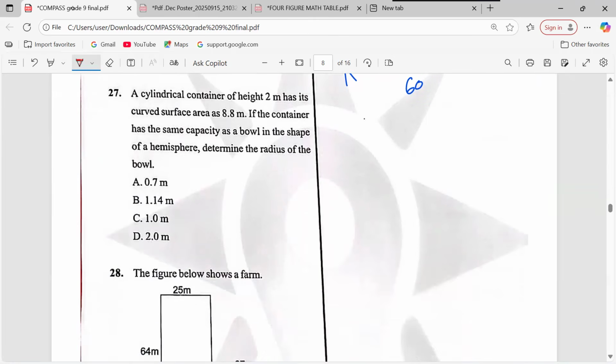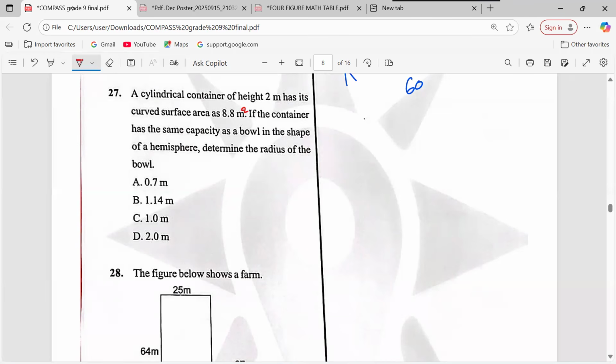396. Then now at number 27, we are told that a cylindrical container of height 2 meters has a curved surface of 8.8 meters squared. If the container has the same capacity as a ball in the shape of a hemisphere, determine the radius of the ball. Therefore, we have a hemispherical ball and a cylindrical container equal in capacity, translating to equal in volume.